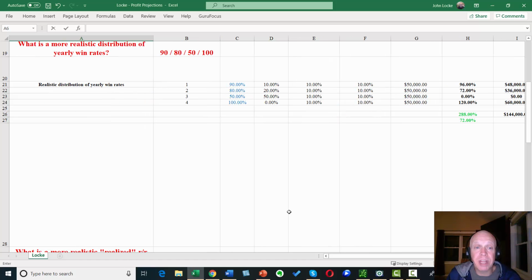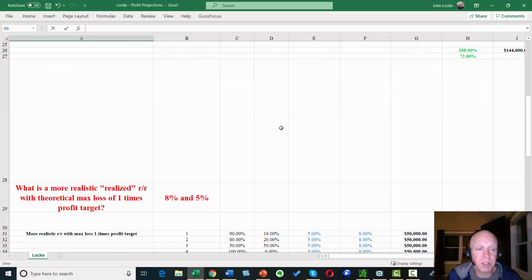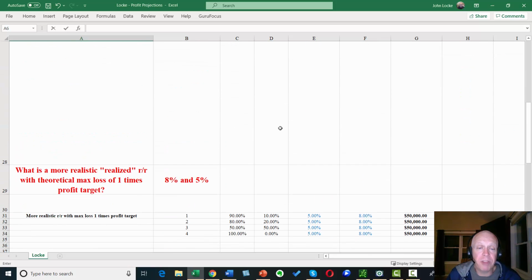Now, if we bring this to the next layer of reality, right? So far this is completely fictional, but the reality is if you have a trading strategy that has a 10% profit target, chances are you're not going to hit that profit target when you win all the time. Sometimes you might win 5%, sometimes you might win 3%, sometimes maybe 8%.